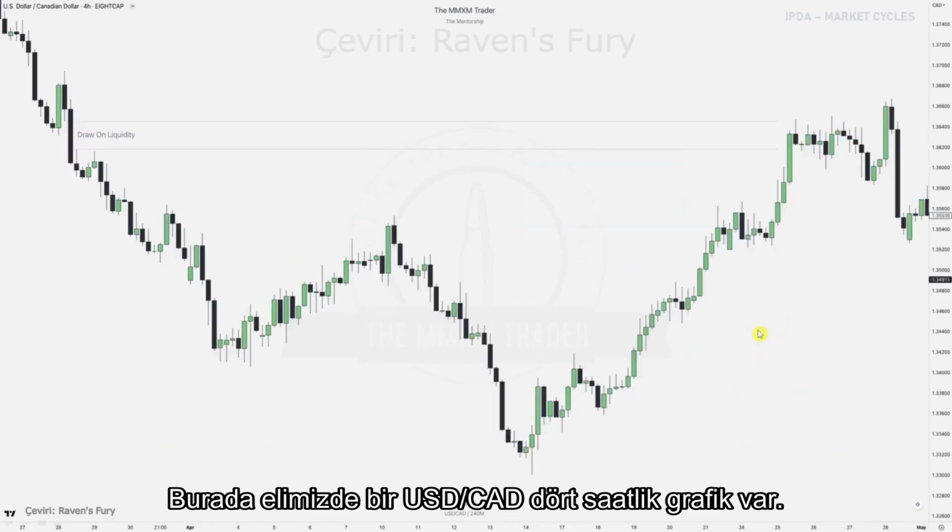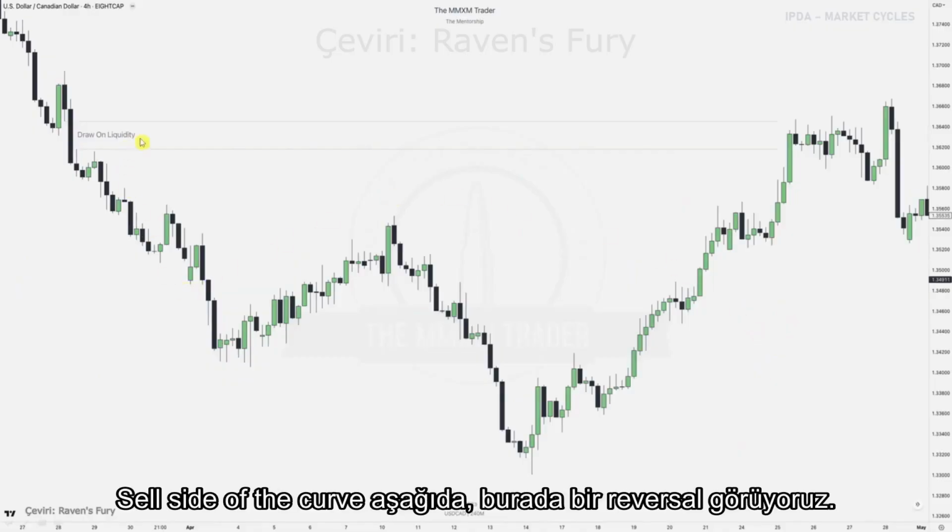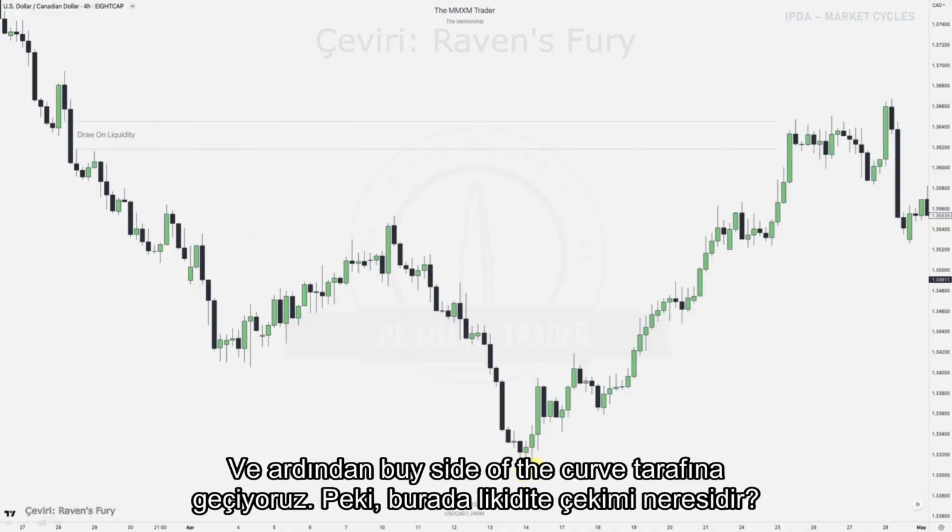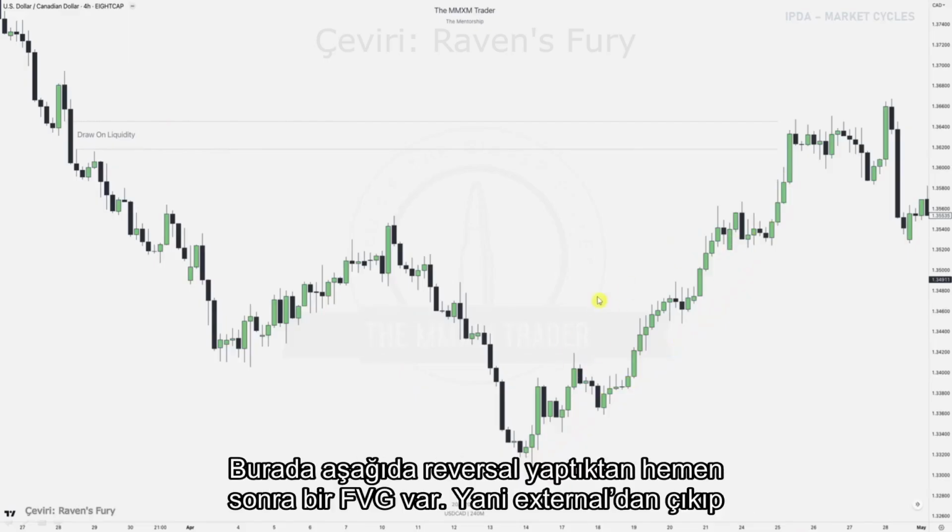So over here we have a USD/CAD 4-hour chart. Sell side of the curve down here. We got a reversal down here and then into buy side of the curve. Now what is the drawn liquidity, right? After we reverse down here, we have this fair value gap.